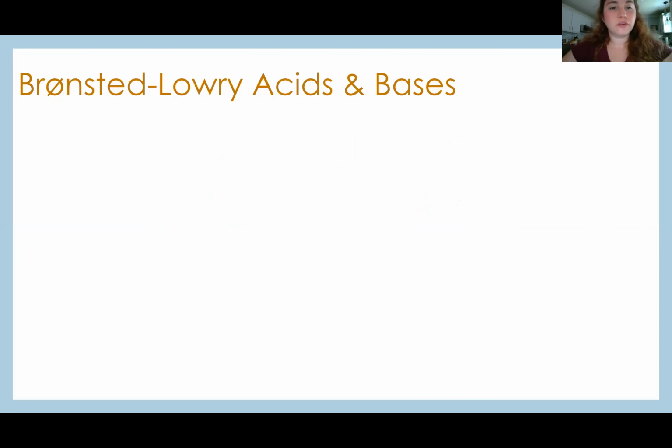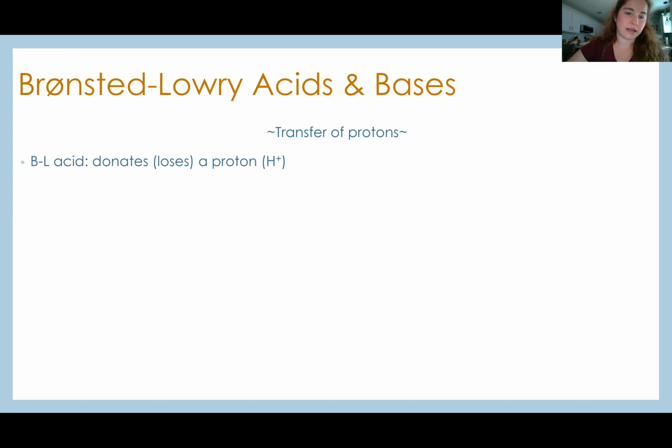So we're going to review the different types of acids and bases real fast. First, we have Bronsted-Lowry acids and bases. Does anybody remember what is being moved around in a Bronsted-Lowry acid-base reaction? Proton. Yeah, this is all about protons. So a Bronsted-Lowry acid donates or loses a proton. So this is like when you think of hydrochloric acid, sulfuric acid, you think of them as proton donors.